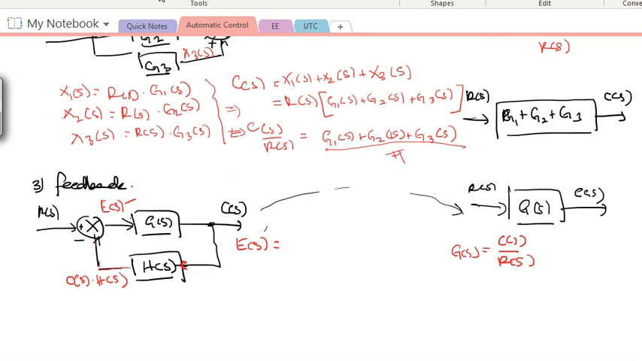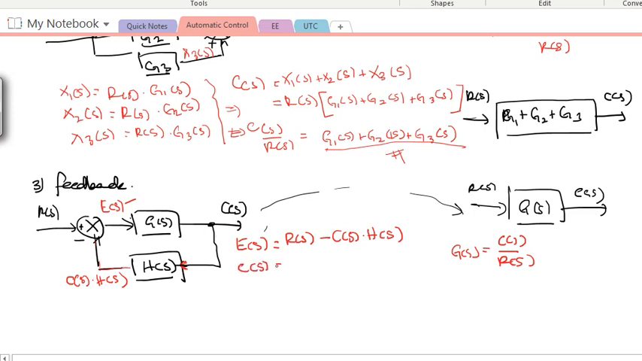So ES equals RS minus CS HS. Okay, next. So it means that CS can also be written in function of HS, right? Because there's a loop in here. So let's write what CS is. And if we look at CS in a simpler form, we know CS is ES multiplied by GS.